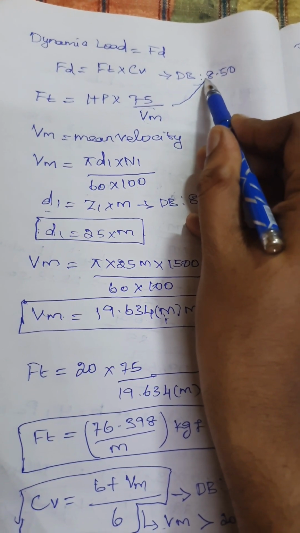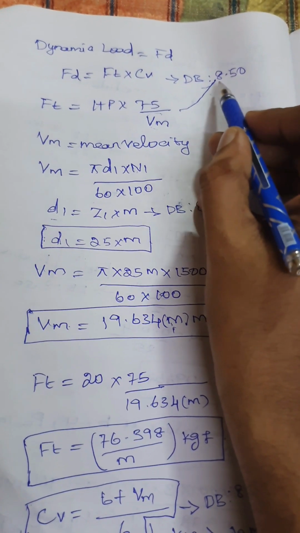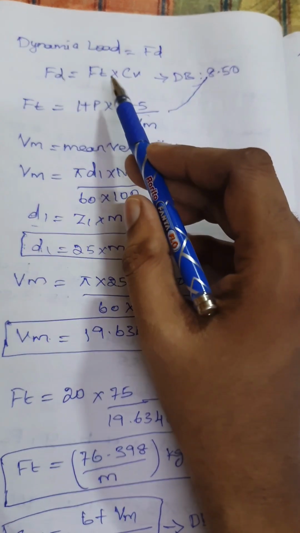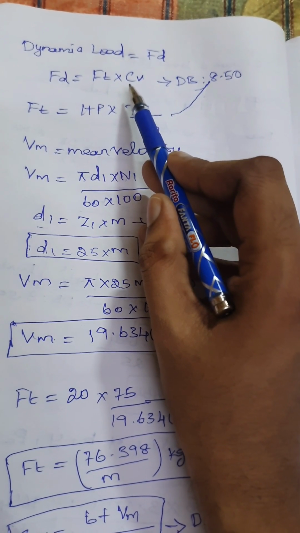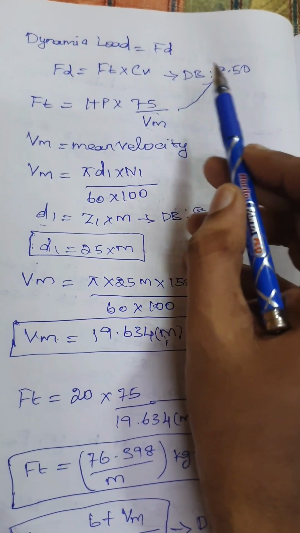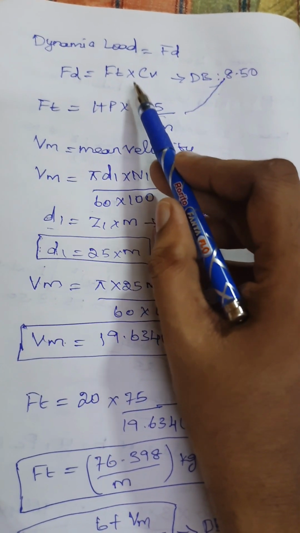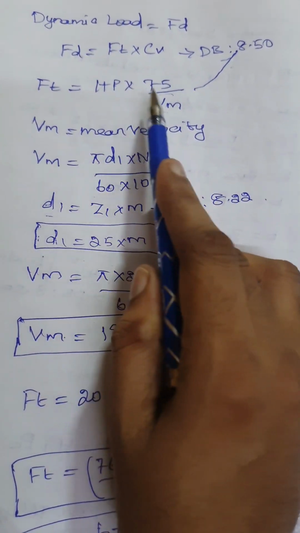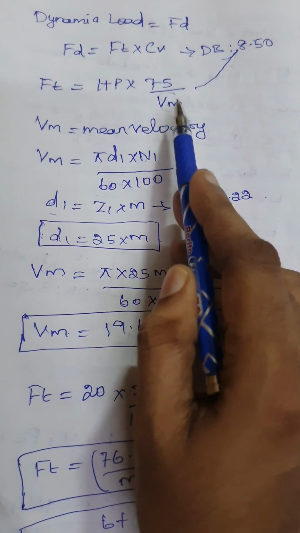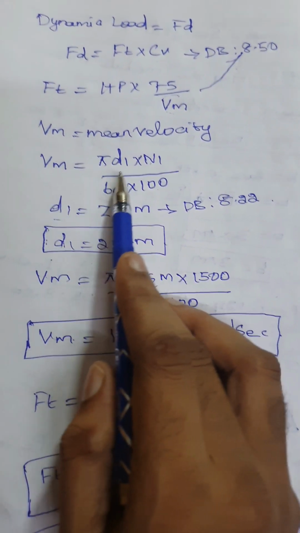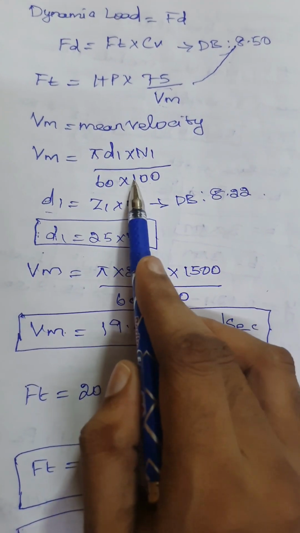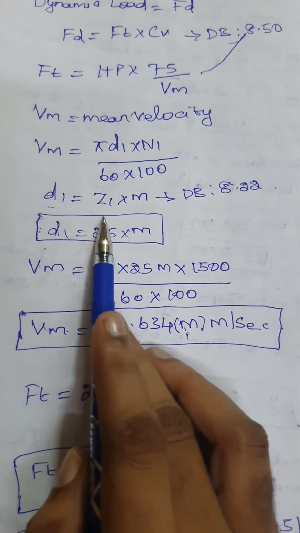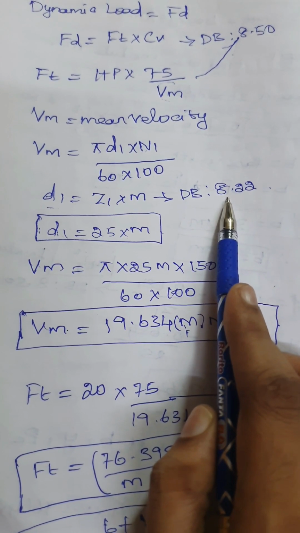These formulas can be found in data book page number 8.50 or 51 for the spur gear. We have to choose these formulas because it is for spur gears, not for bevel gear or helical gear or worm gear. To calculate the value of f of t, we have to calculate the value of mean velocity Vm. For calculating the mean velocity, we have another formula, that is pi into d1 into n1 divided by 60 into 100. To find d1, we have another formula, that is z1 into m, which is also given in the data book page number 8.22.